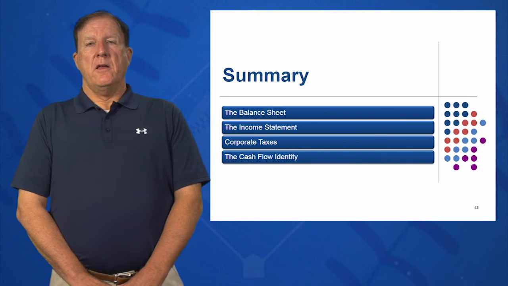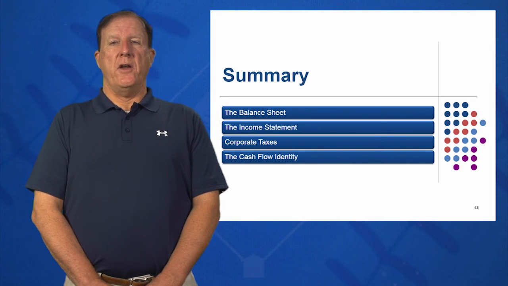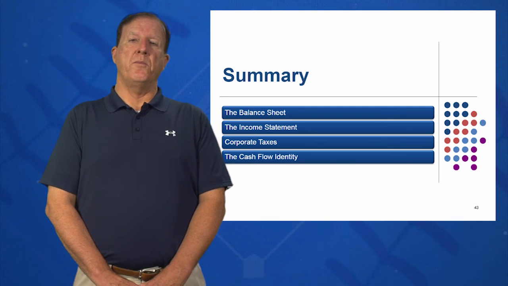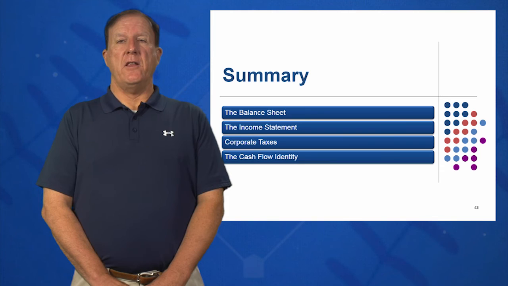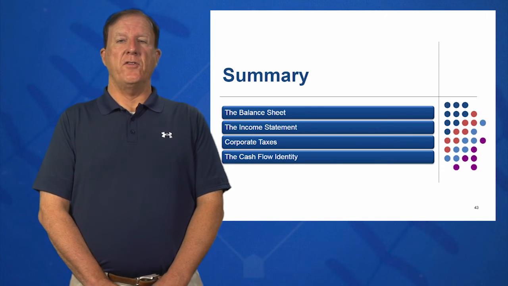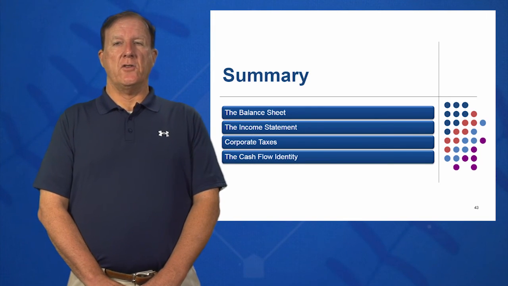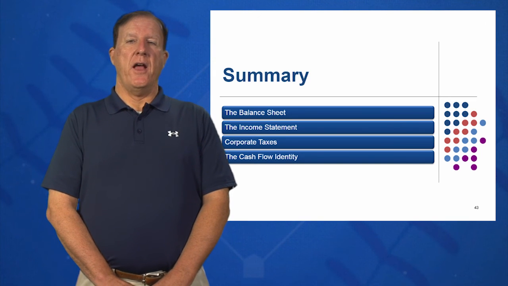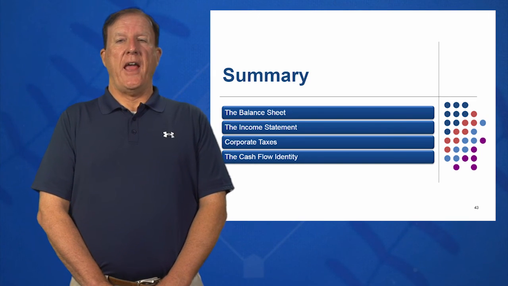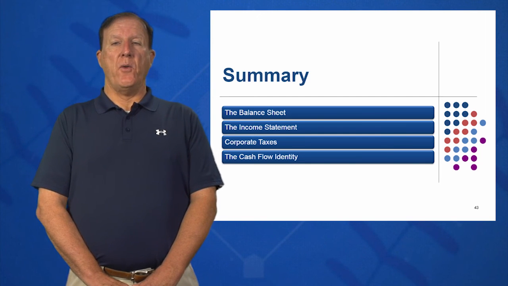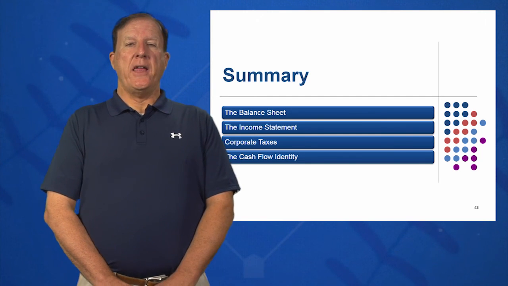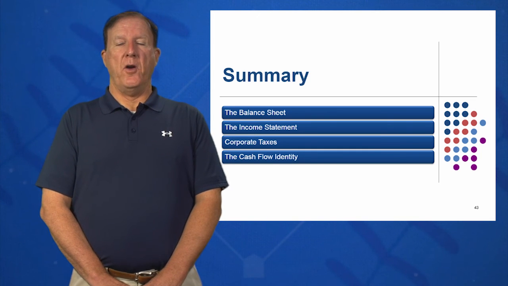In summary, these are the key points you should have learned in this session, session number two of Introduction to Finance. The balance sheet: what is the balance sheet and why is it so important in our business lives? The income statement, the second financial statement that everything revolves around. Corporate taxes and corporate tax rates, and who sets these taxes and tax rates. And finally, the cash flow equation or the cash flow identity, and why cash flow is king in the company and in your personal life.